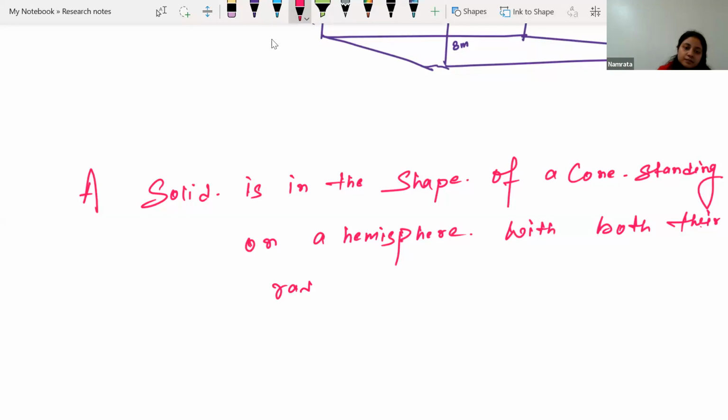Ma'am, in the exam, is it sure that we'll get a 5-mark question of surface area and volume? Yeah, it can come. There is no surety. You should be prepared with all the concepts. Anything can happen.